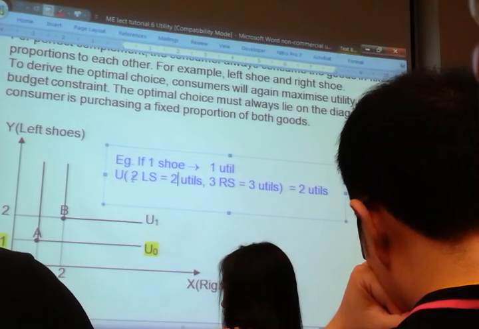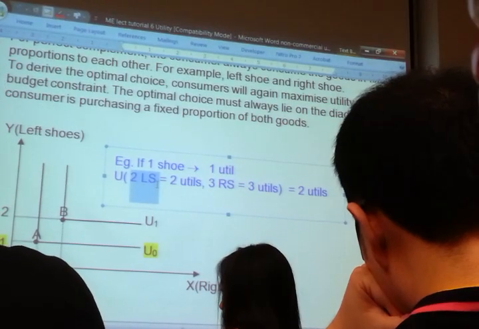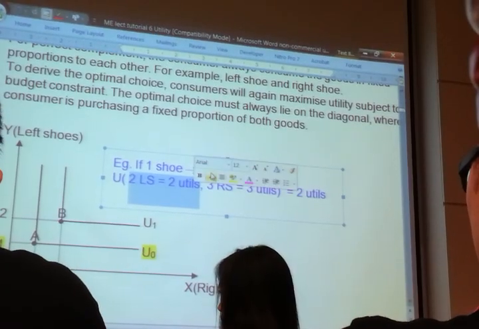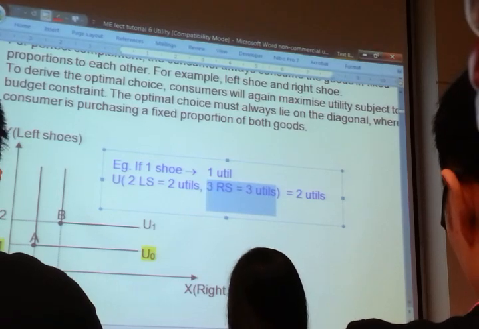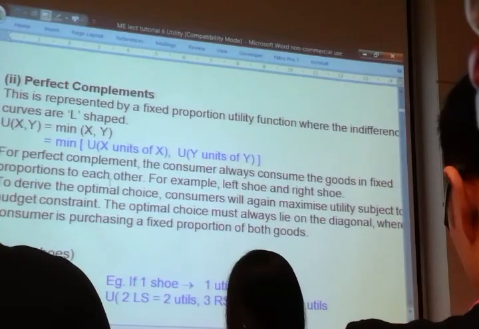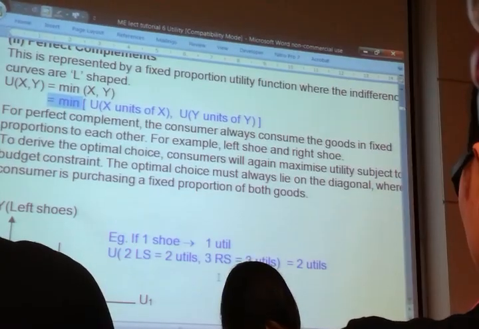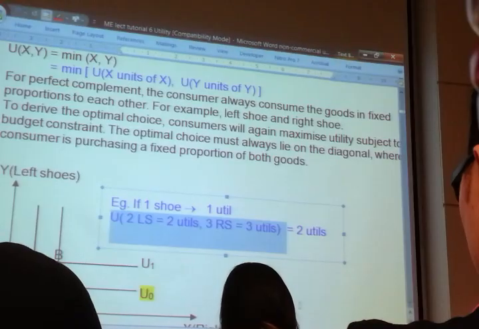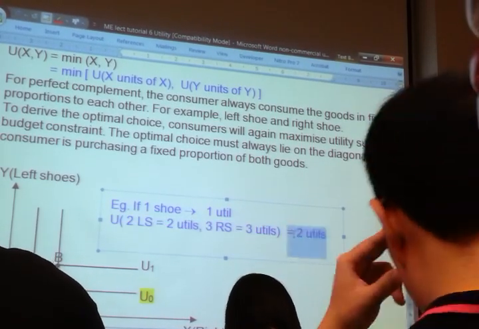Now, if a person has 2 left shoes, how much satisfaction will he get? 2 units of satisfaction, 2 UTs. If you have 3 right shoes, by right, it should give you 3 units of utility, 3 UTs. Now, based on this, we are saying the utility must always be based on the lower of the 2. So, what's the utility from 2 left shoes and 3 right shoes? It's always the lower of the 2 utilities, so therefore it's always equal to 2, not 3.